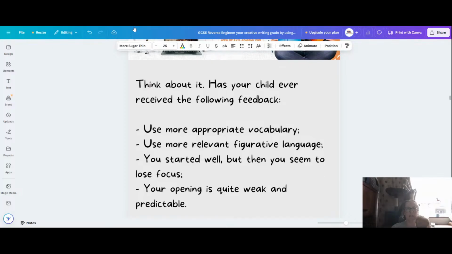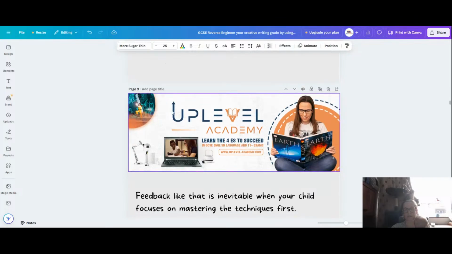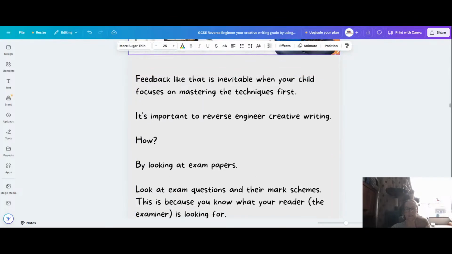Again, this might sound familiar to you. Think about it: has your child ever received feedback like "Use more appropriate vocabulary, use more relevant figurative language," "You started well, but then you seem to lose focus," or "Your opening is quite weak and predictable"? Those are just some examples, and this feels inevitable when your child focuses on mastering the techniques first.